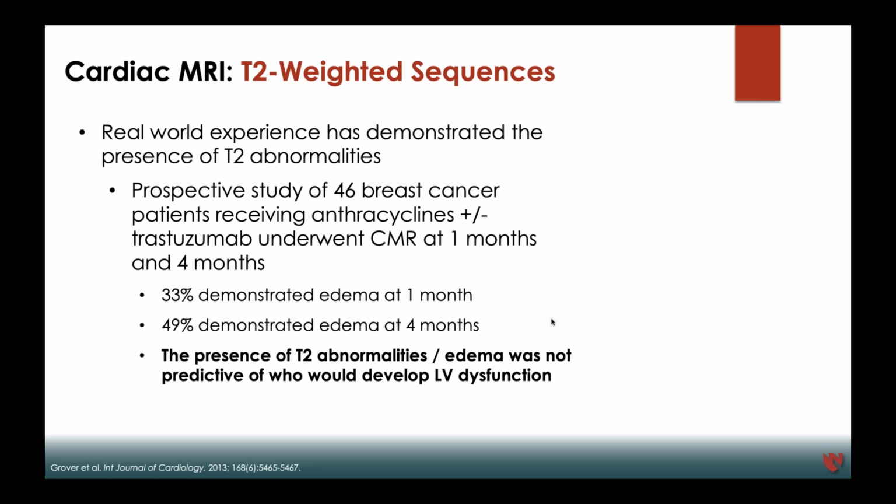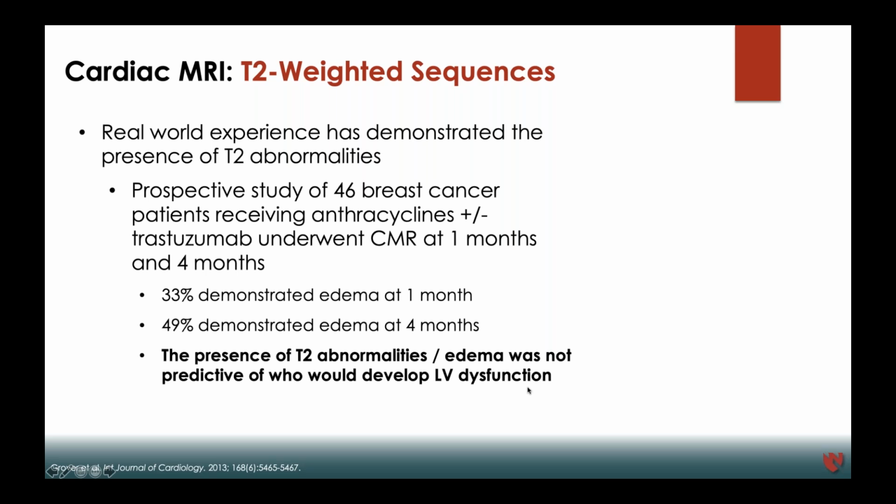But our real world experience so far has been mixed. Yes, we do see the presence of T2 abnormalities throughout patients' cancer treatment. This was one prospective study of 46 breast cancer patients receiving anthracyclines plus or minus trastuzumab. They underwent a cardiac MRI at 1 month and then 4 months. And almost half of the patients by 4 months of their treatment had T2 abnormalities, showed edema on their images.